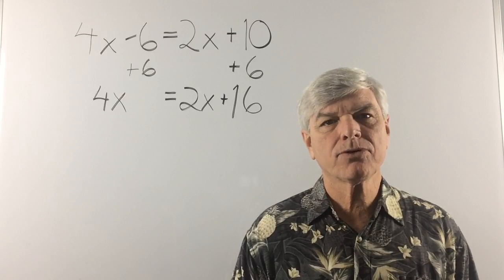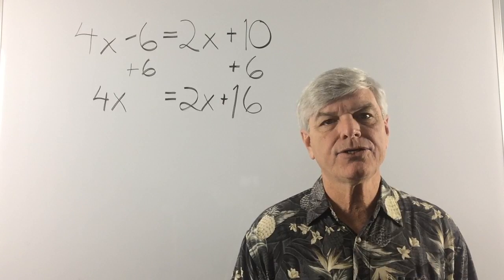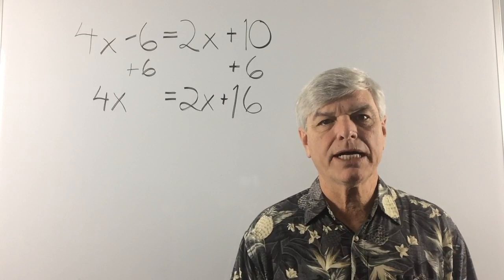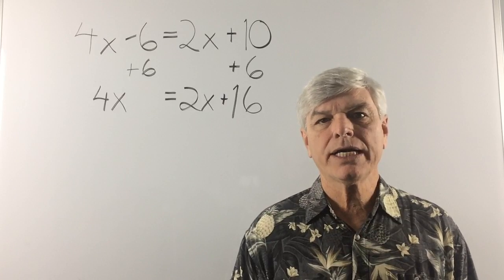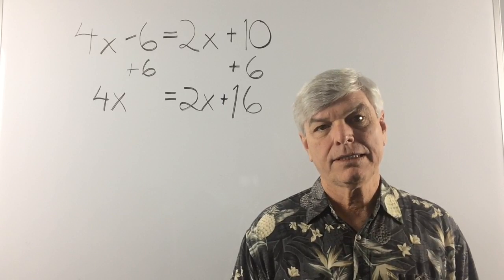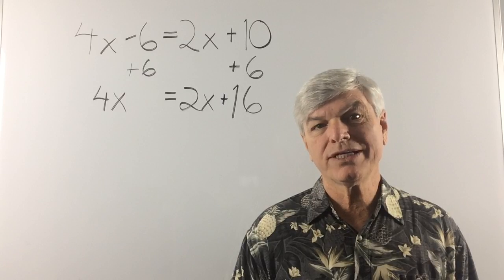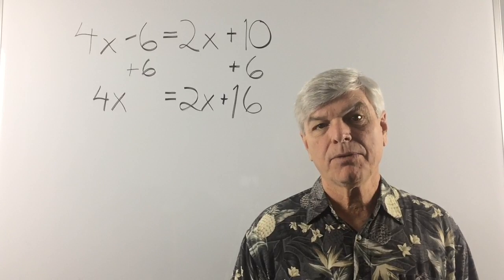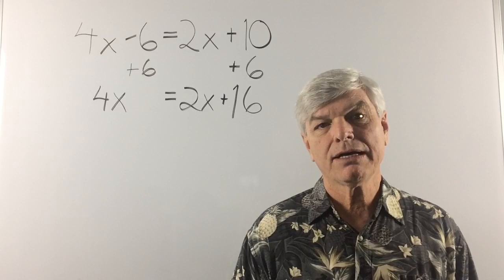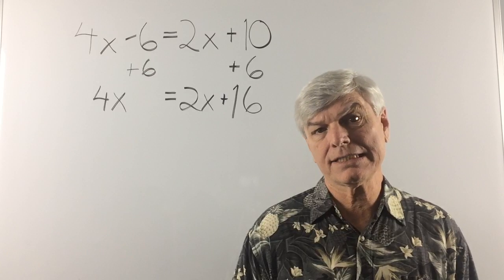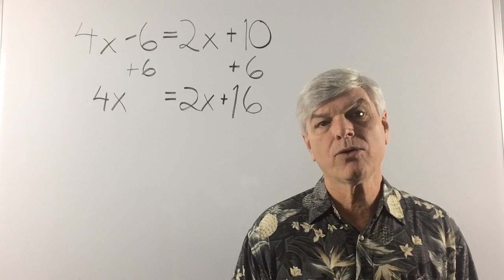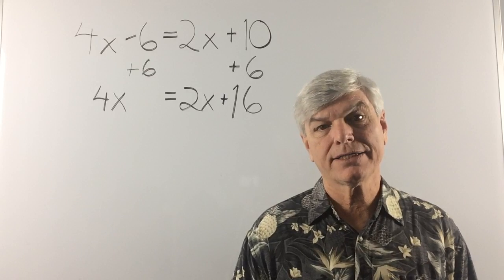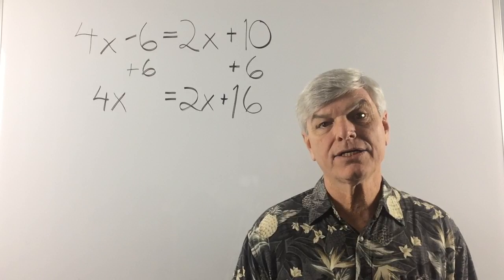And I think it's pretty obvious that we need to eliminate the 2x. We need to bring it over to the left-hand side. And how are we going to do that? Now what we did before is we divided by 2. But if we divide by 2, that's going to give us x. That is, it's going to leave the x there. So what are we going to do? We're going to subtract. We're going to subtract 2x.